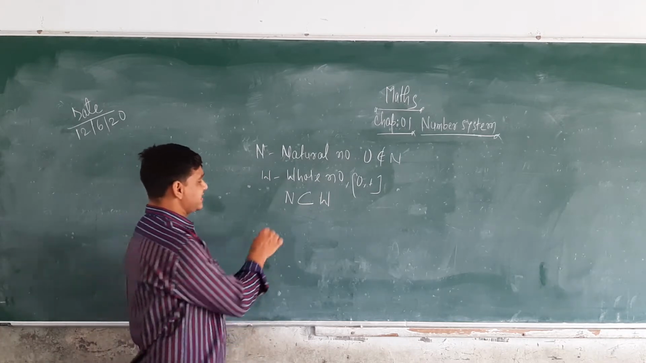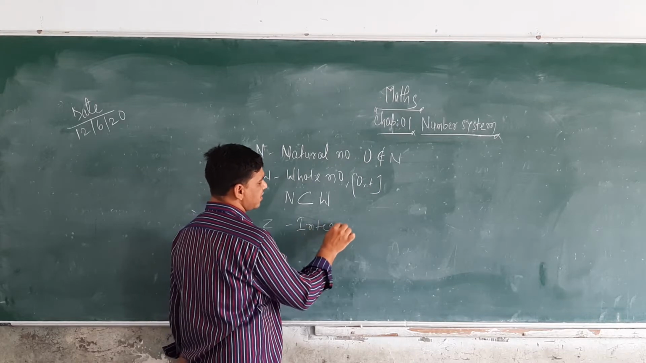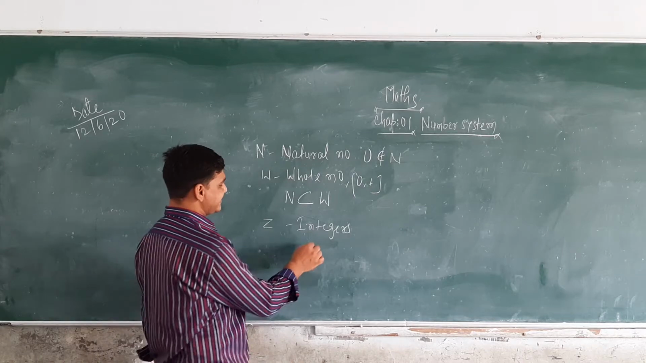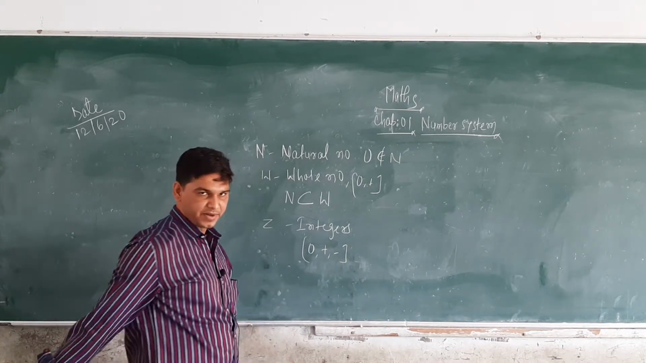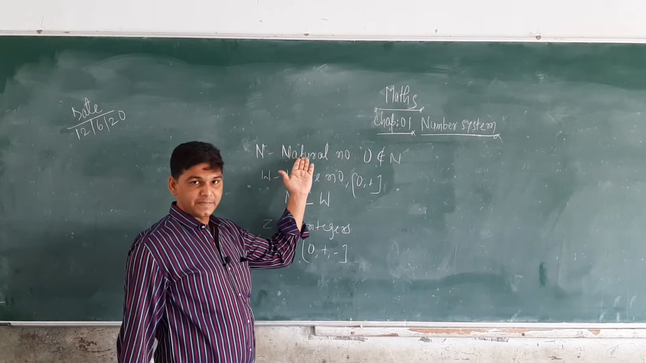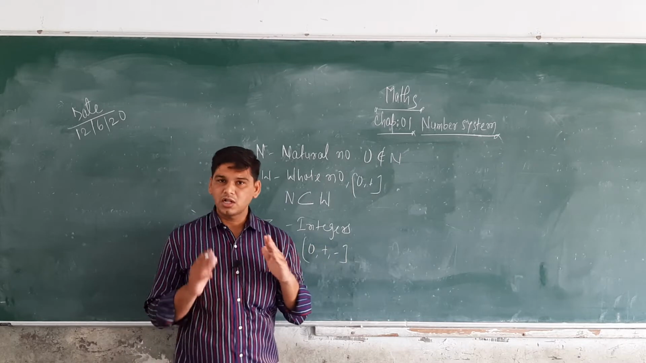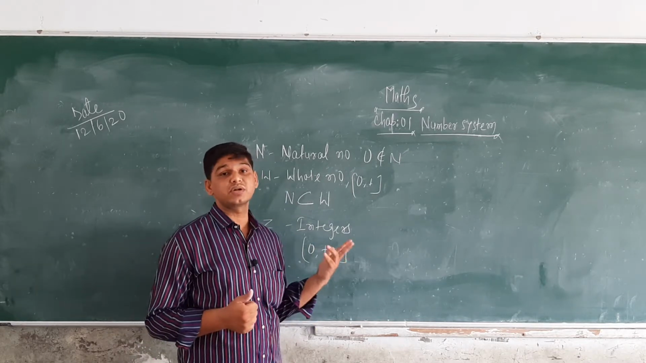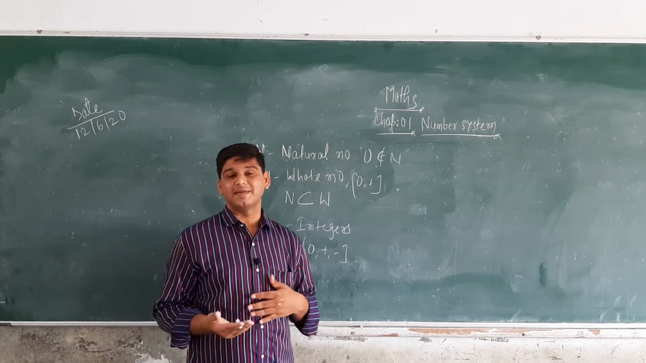Next is Z. Z is the set of integers. Integers include 0 as well as the positive and the negative numbers. So natural numbers and whole numbers are subsets of the set of integers. All the positive numbers, all the negative numbers as well as 0 are included in the set of integers.